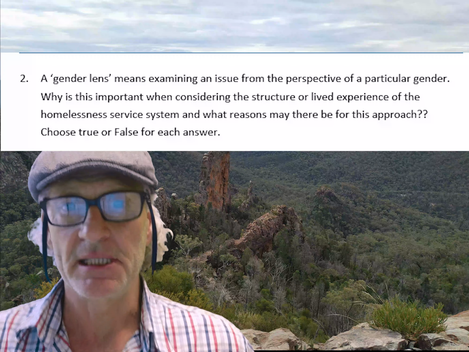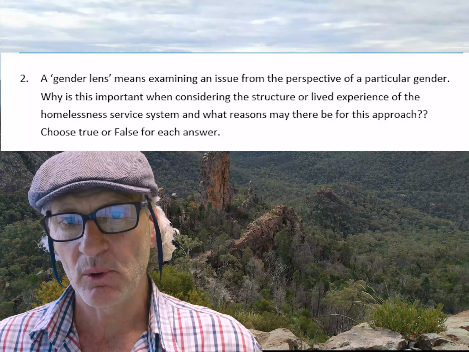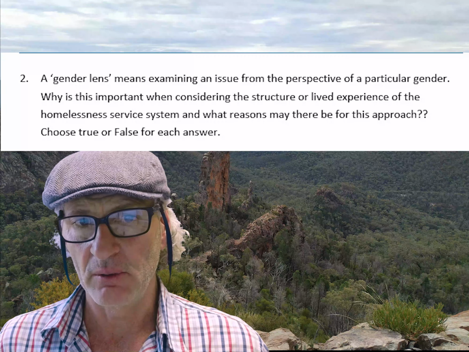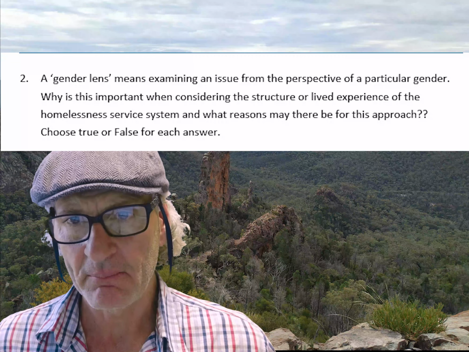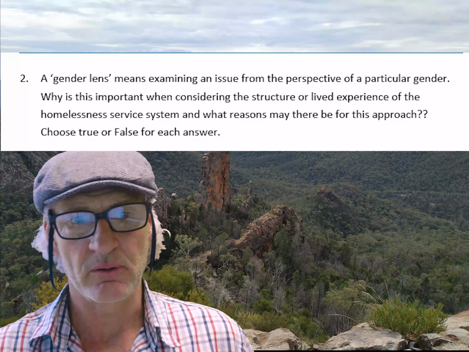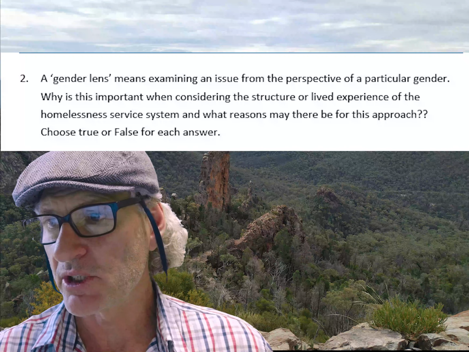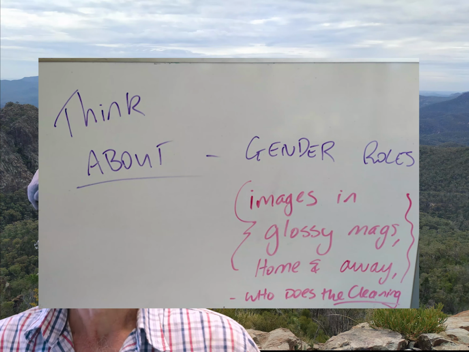So number 2, a gender lens means examine an issue from the perspective of a particular gender. Why is this important when considering the structure of lived experience of the homelessness service system, and what reasons may there be for this approach? And you've got to go true or false. So I guess that first part of the question was that gender lens, and I guess that's important to have that understanding of what the experiences might be different from the different genders.